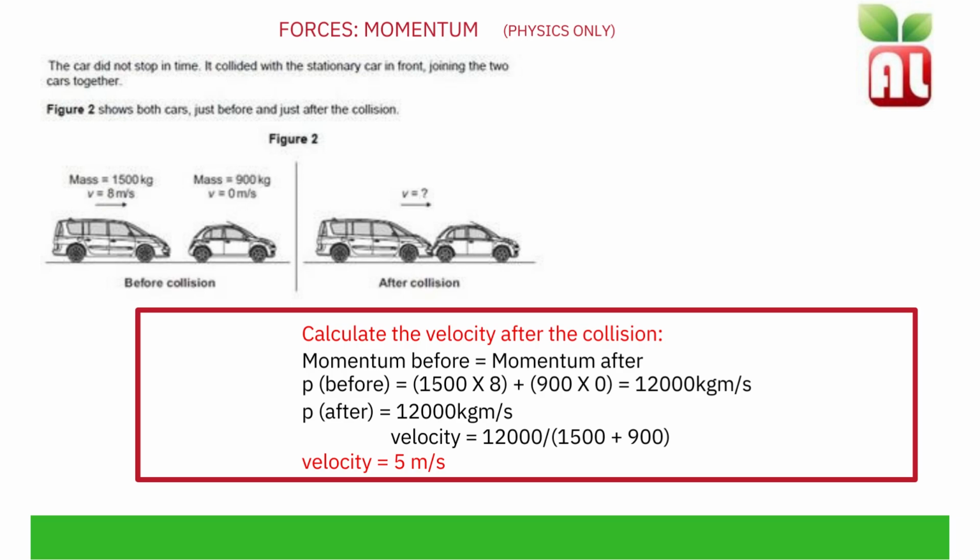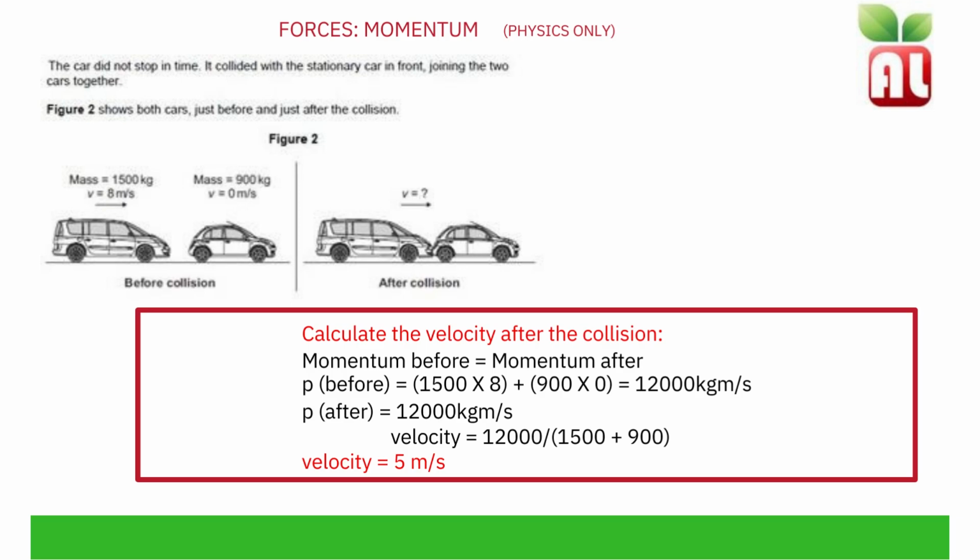Because the total momentum before and after the collision are equal, we calculate the total momentum before. Momentum equals mass times velocity. The momentum of car 1 is 1500 multiplied by 8, plus the momentum of car 2, which is 900 multiplied by 0. This equals a total momentum before the collision of 12,000 kilogram meters per second. Therefore, the total momentum after the collision is 12,000 kilogram meters per second.